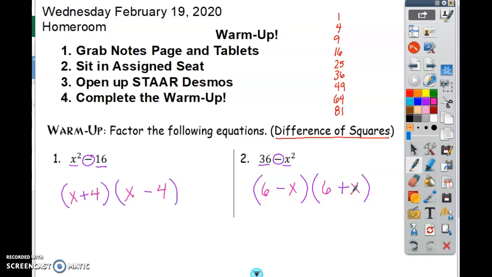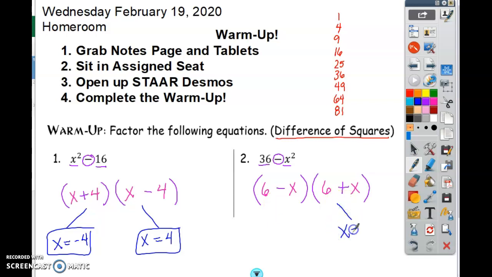Difference of squares is something that you just have to memorize. Okay, so those are factors. Those are not solutions. Remember, solutions, if they do ask you for solutions, just change the sign. So this one would be x equals -4, and this one would be x equals +4. Easy. Over here, change the sign. This one would be x equals -6. This one would be x equals +6. Done. So I can factor and I can find solutions all at the same time.